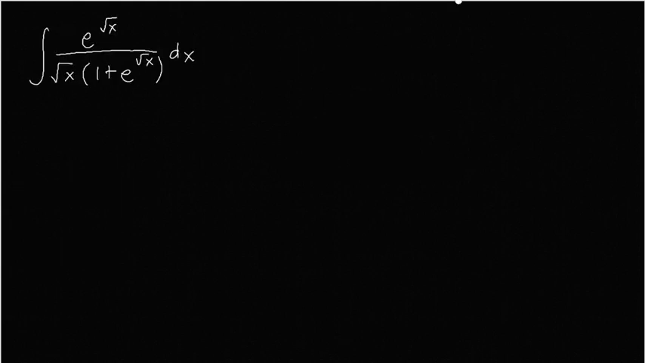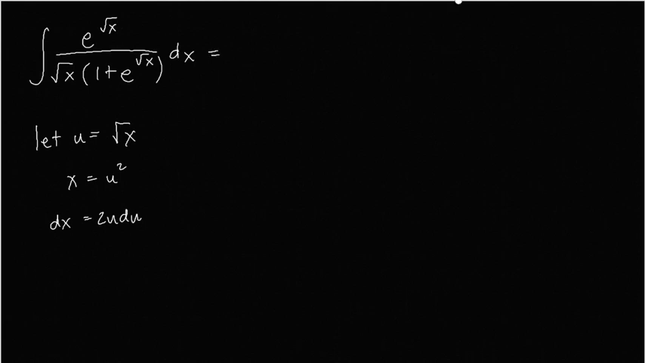For number 6, we have the integral of e raised to the square root of x all over the square root of x times the quantity 1 plus e raised to the square root of x dx. So first, to get rid of the exponent of e raised to square root of x, we will let u equal to square root of x, so that x is equal to u squared and dx is equal to 2u du.